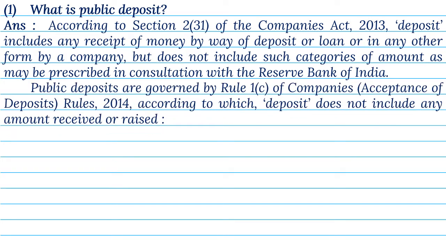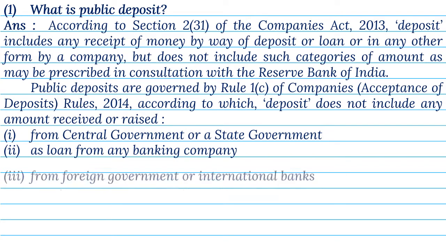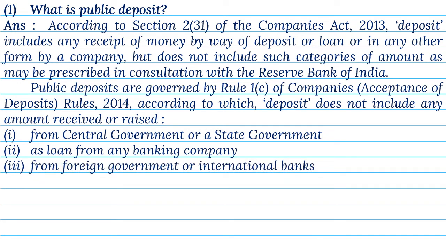Public deposits are governed by Rule 1C of Companies (Acceptance of Deposits) Rules 2014, according to which deposit does not include any amount received or raised: 1. From central government or a state government. 2. As loan from any banking company. 3. From foreign government or international banks. 4. By a company from any other company.